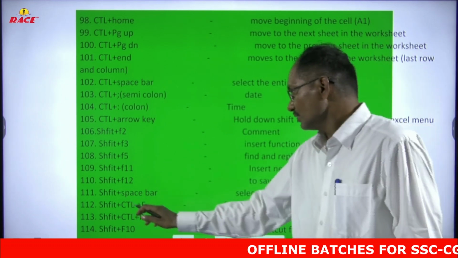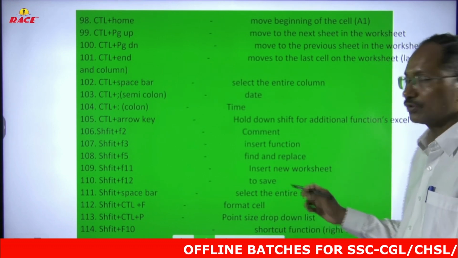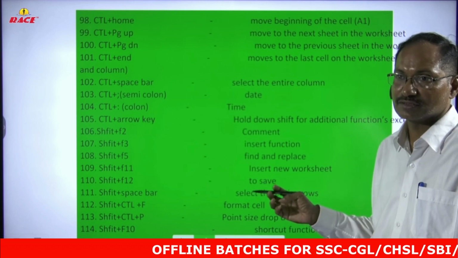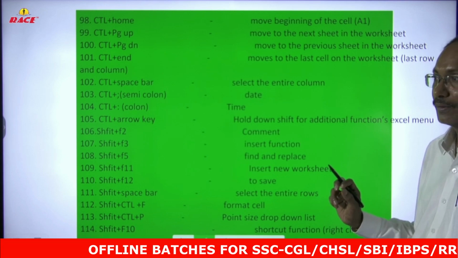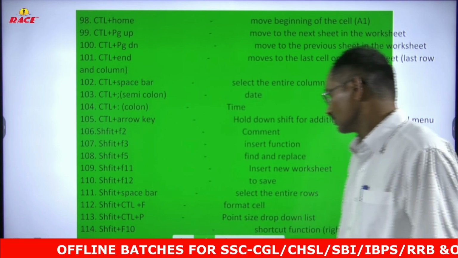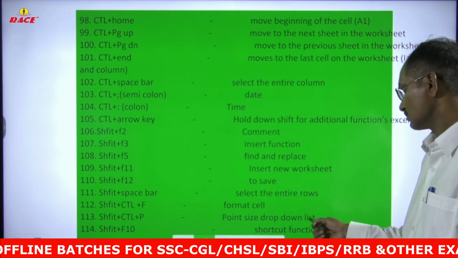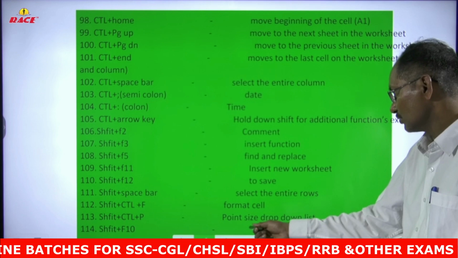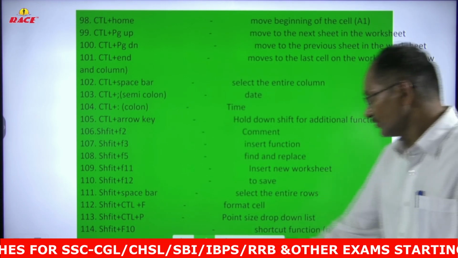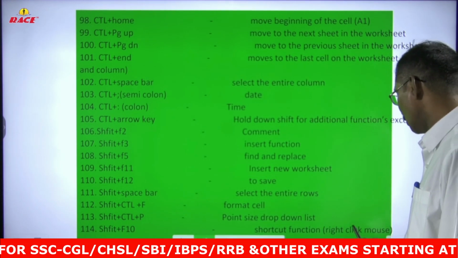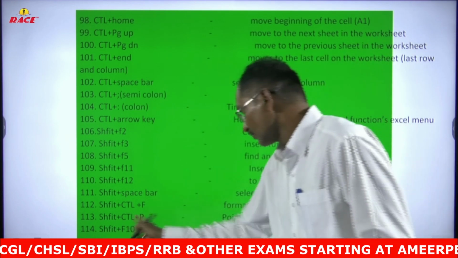Next, Shift Control F, format the cell. This shortcut key formats the cell, meaning size and color. Next it will ask for the font alignment. It comes in font. Shift Control P, font drop down list. A small toolbar opens, and we can open the font settings available in this. Shift plus F10, shortcut key to open the right-click menu. If you want to open the mouse right-click menu, use Shift plus F10.